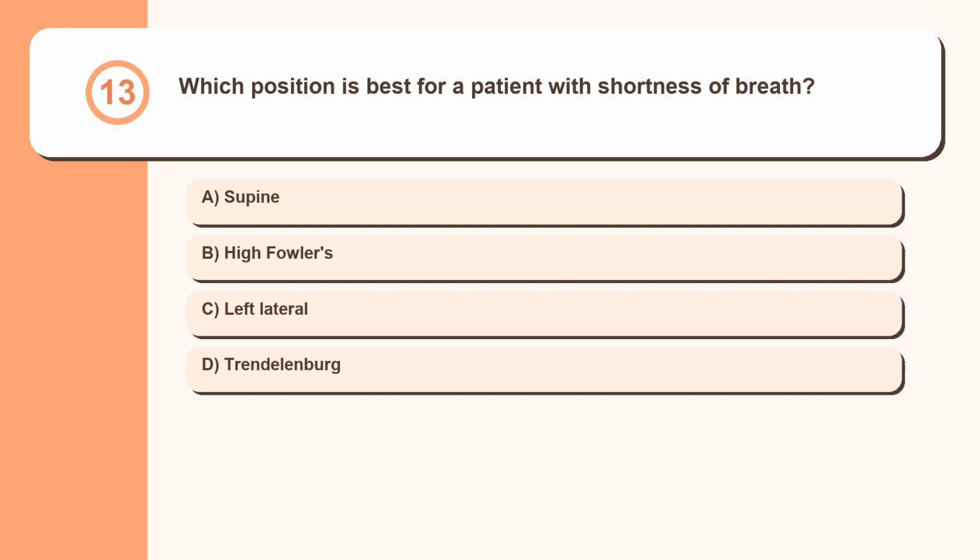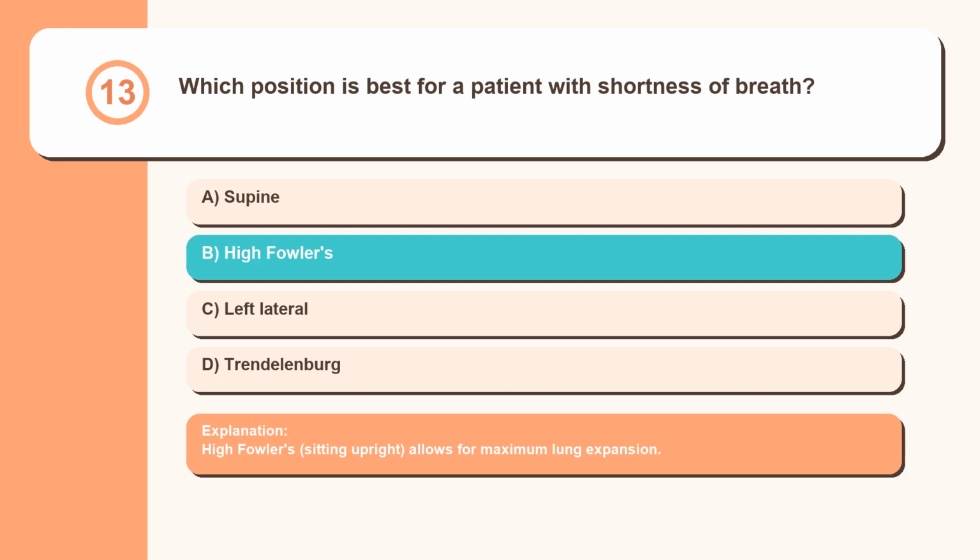Question 13. Which position is best for a patient with shortness of breath? Supine, high Fowler's, left lateral, Trendelenburg. High Fowler's, sitting upright, allows for maximum lung expansion.